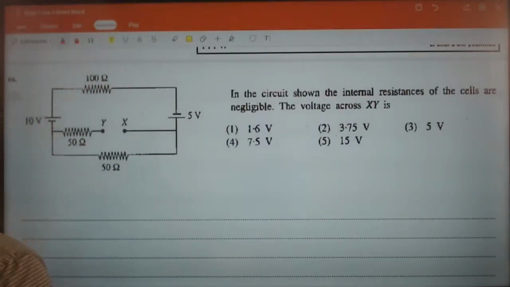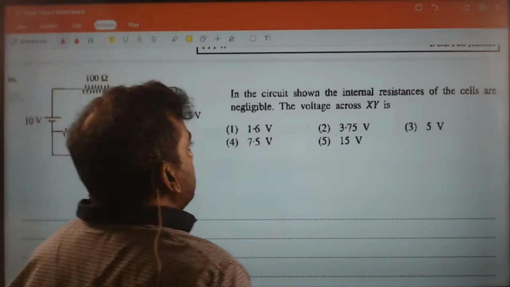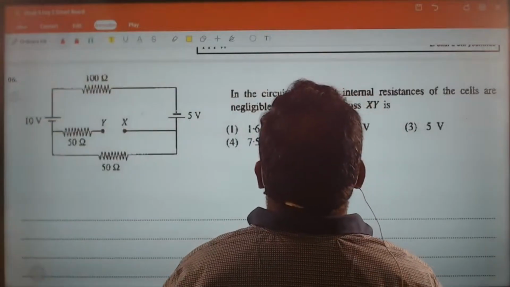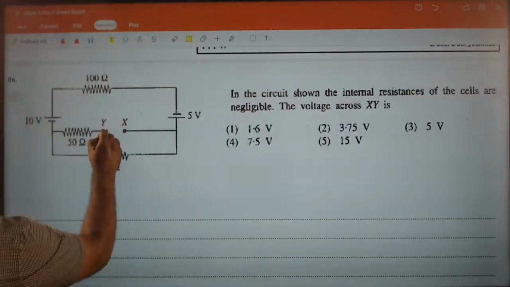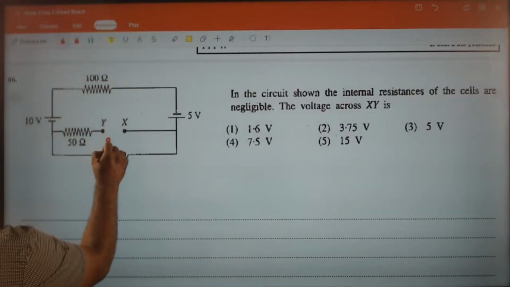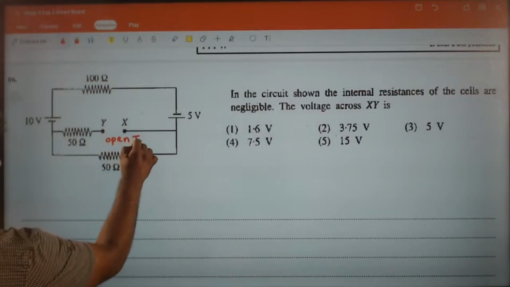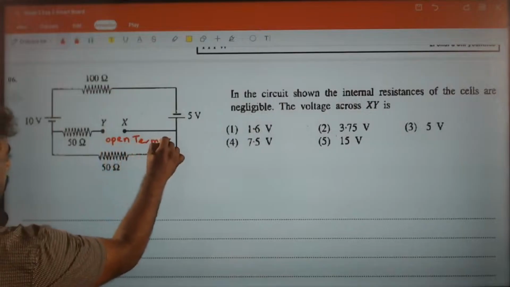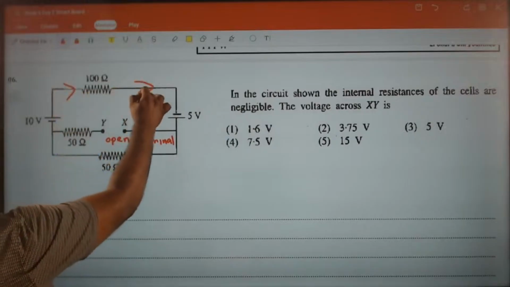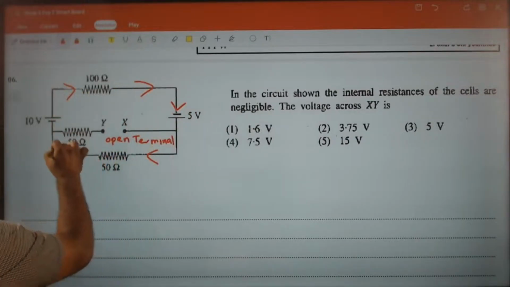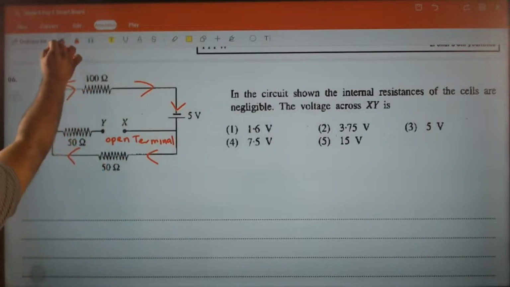Question number 6. In the circuit shown, internal resistance of the cells is negligible. The voltage across XY. Right. So these are open terminals. Here you have an open terminal. Open terminal means no current here. So current should go through this. Current should go through that.